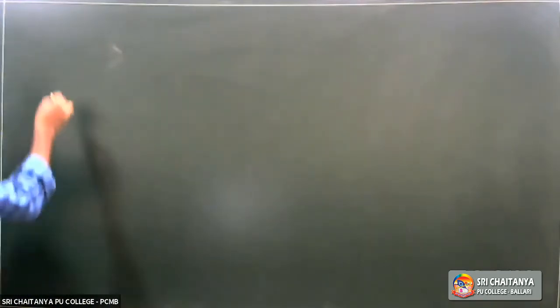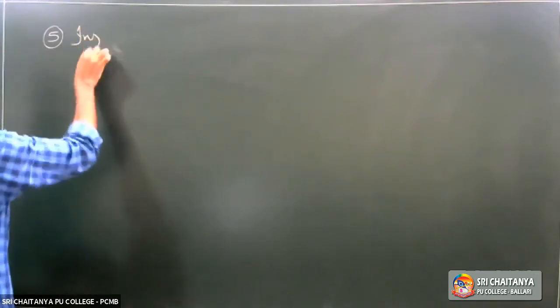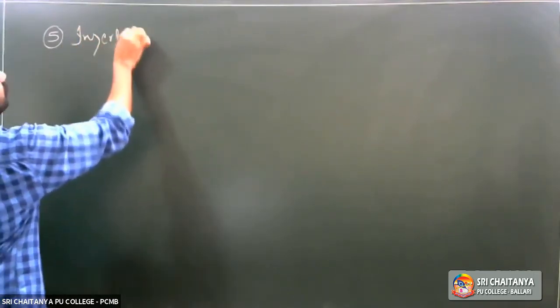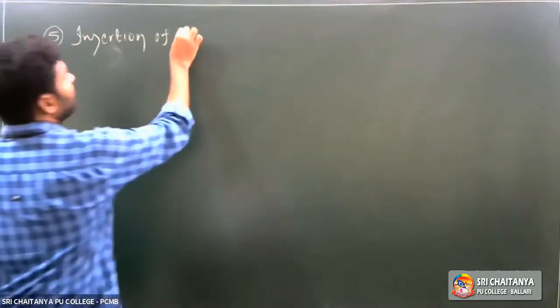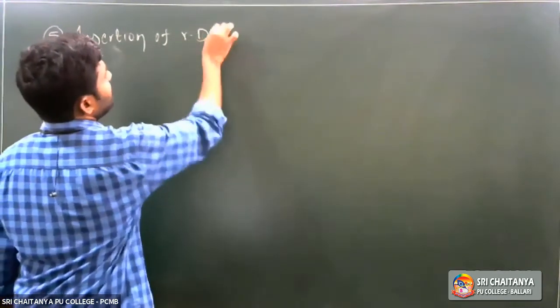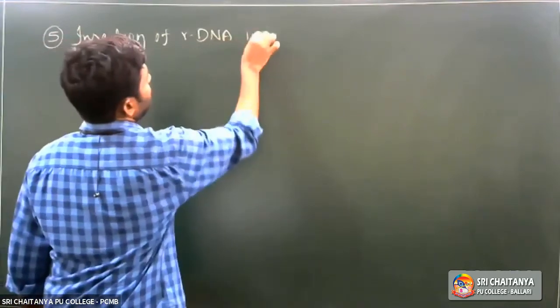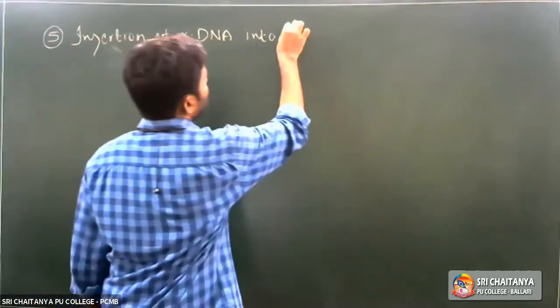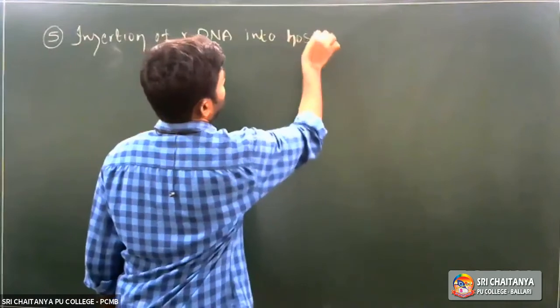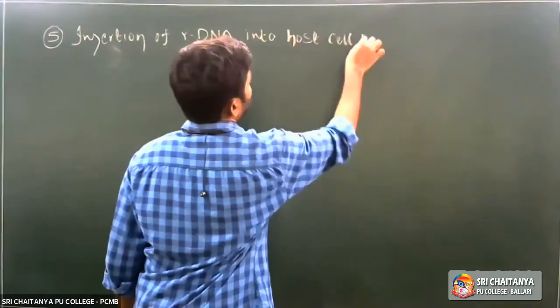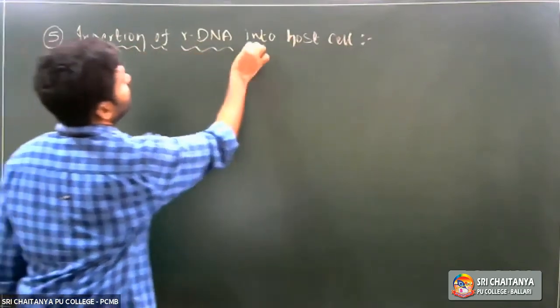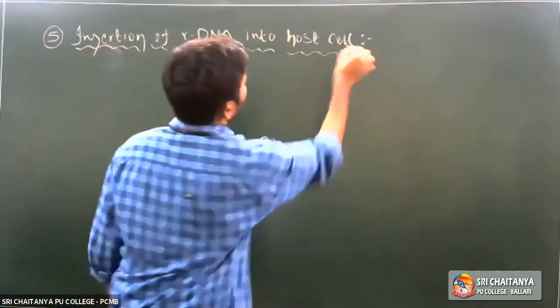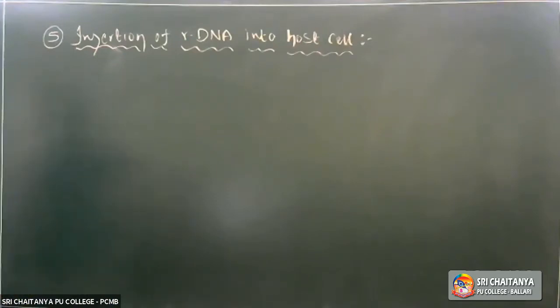Right. So now come to the fifth step again. Insertion of what? A recombinant DNA. Insertion of recombinant DNA into host cell cytoplasm.